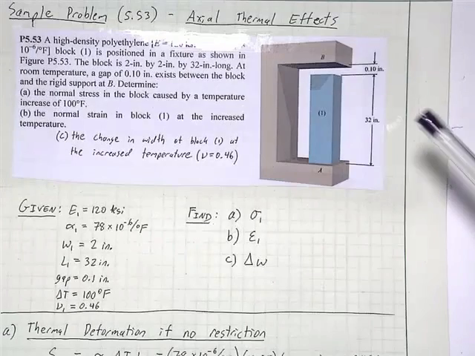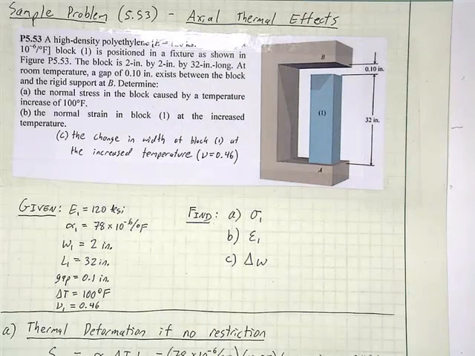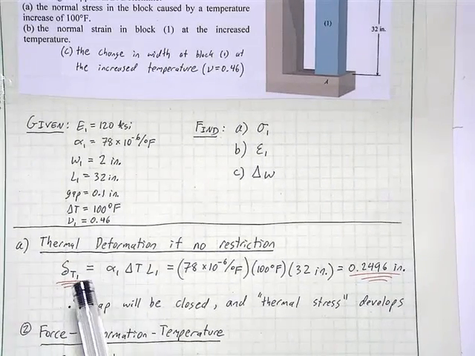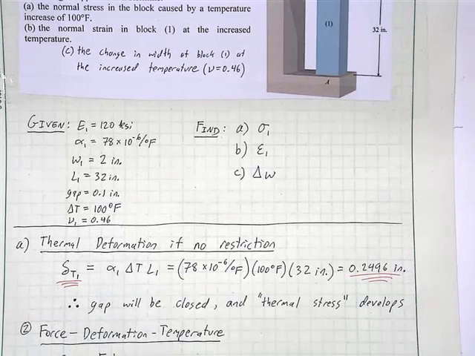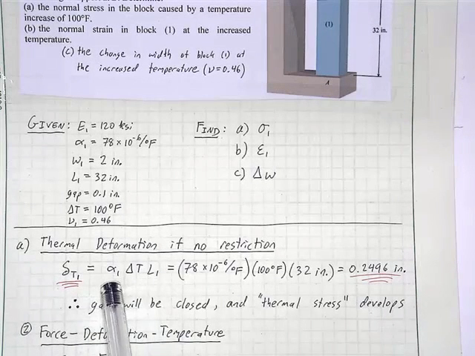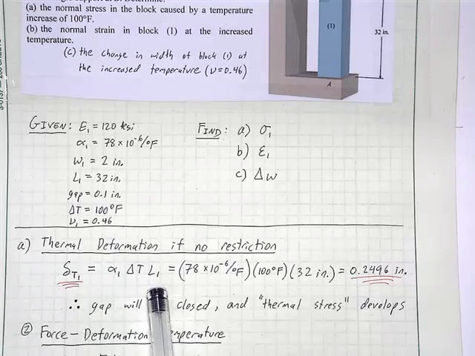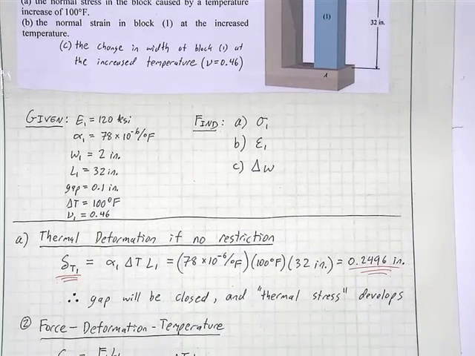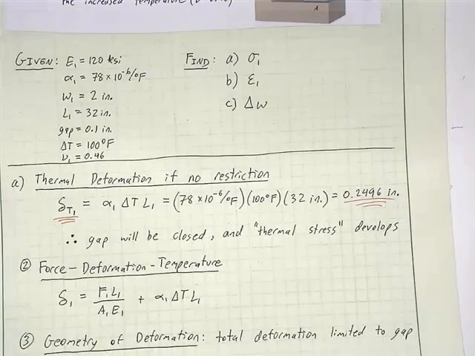And that's going to happen in this case if the gap closes completely as the material expands due to a temperature increase. So what is the thermal deformation if there's no restriction? We just take the thermal expansion coefficient, multiplied by the temperature change, multiplied by the original length. Multiplying it out, the thermal deformation, if there was no restriction for the 100-degree temperature change, would be about 0.25 inches, which is 2.5 times bigger than the gap. So the gap will be closed at the 100-degree temperature.